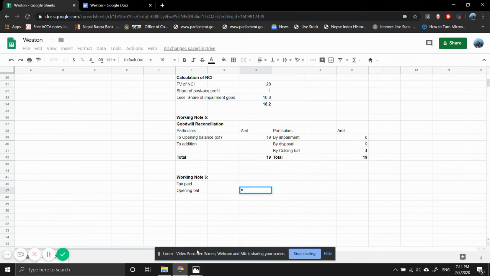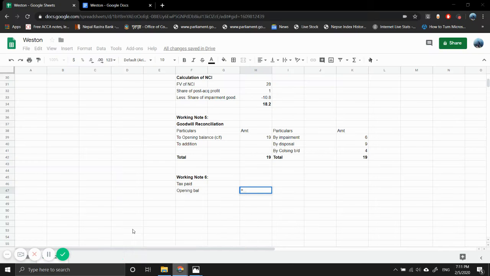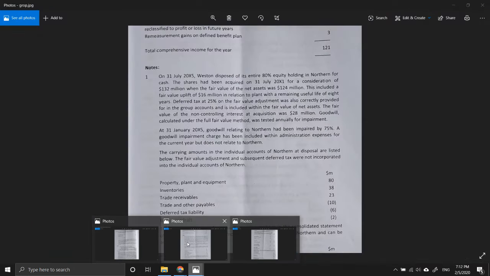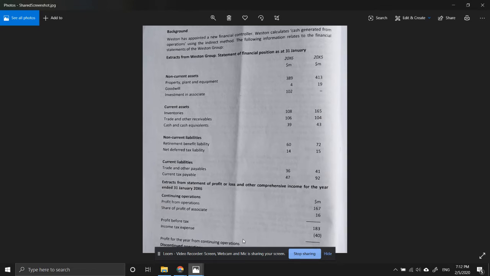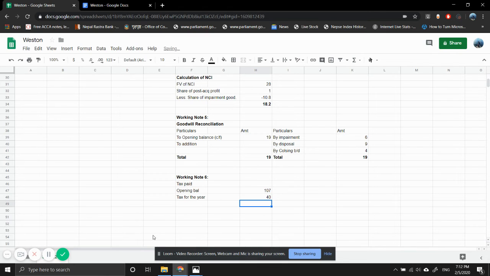is basically, what's the figure? Opening balance is two figures we need to add up. So current tax payable 92 and deferred tax 15. 92 plus 15. And then current year, for the year, which is from our SOPL 40, right? So that will increase our tax liability, so it's a positive figure.